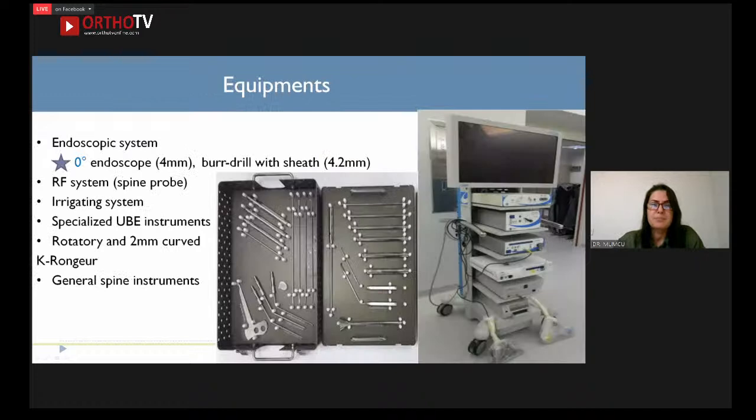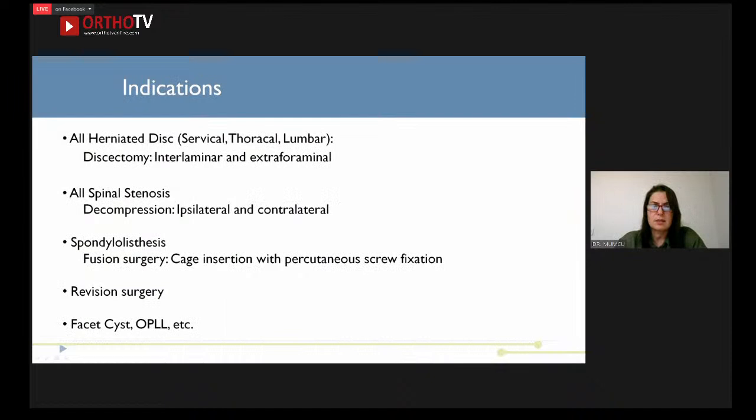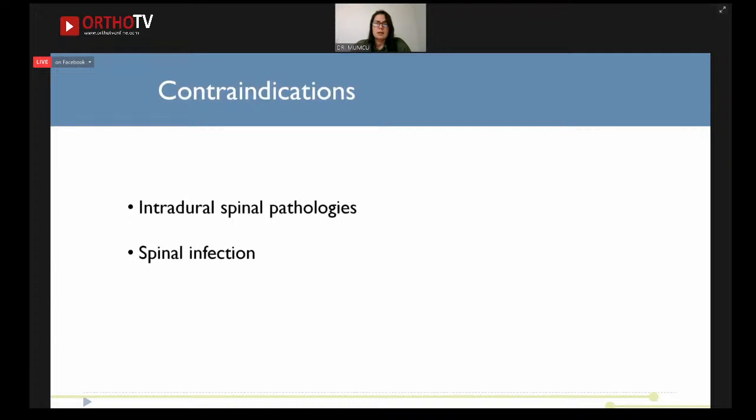For UBE surgery, you should have a 0-degree endoscope, RF device, shaver system, irrigation system, and special UBE instruments. UBE has a wide range of indications. All kinds of degenerative spine disease, such as herniated disc, spinal stenosis, fusion surgery, revision surgery, facet cyst, and so on, can be treated by UBE. For the moment, we cannot operate on intradural pathologies and spinal infection by UBE. However, in the near future, we expect to achieve this.